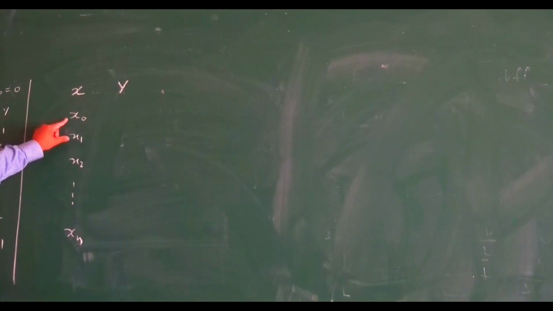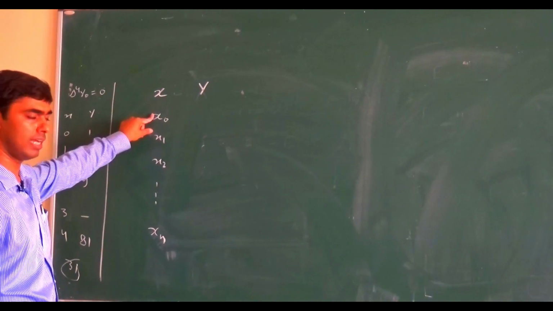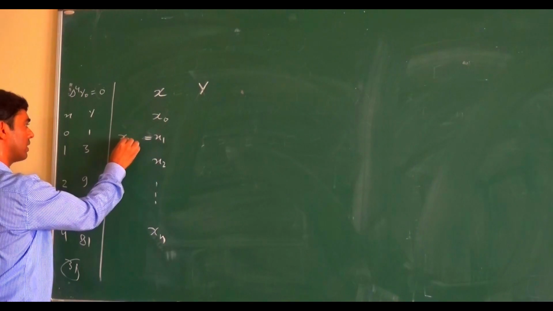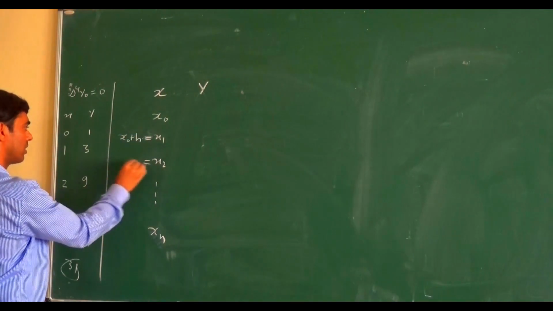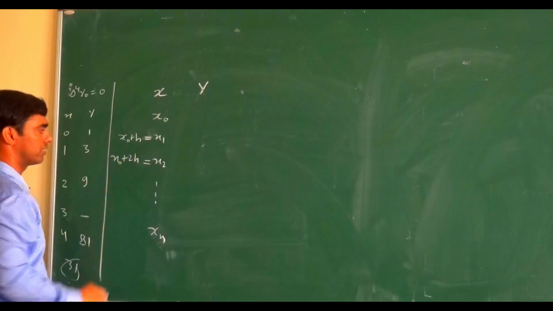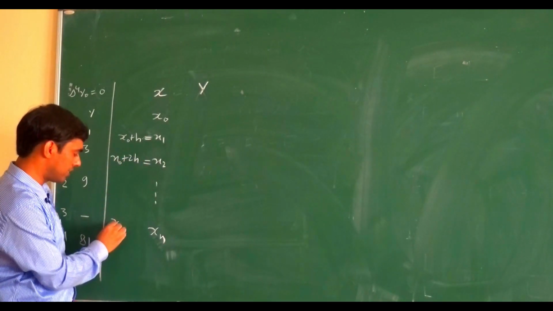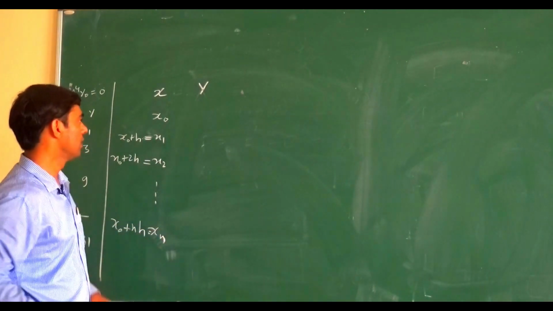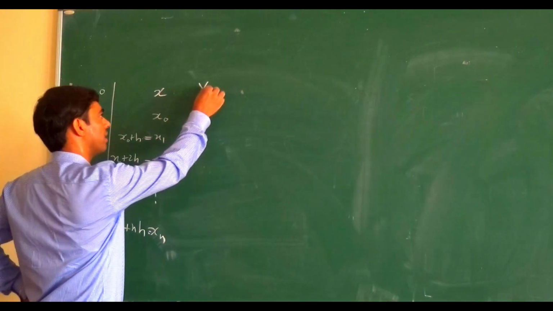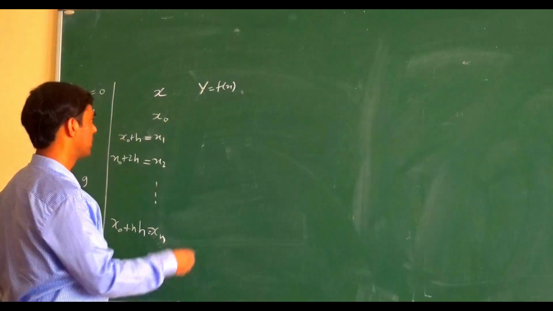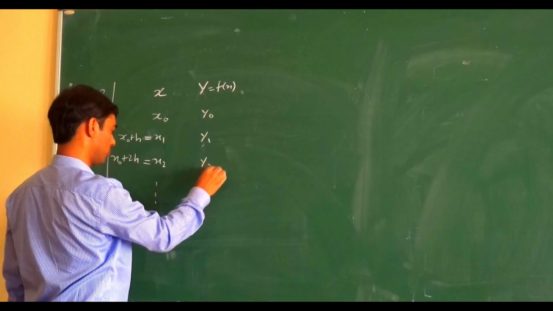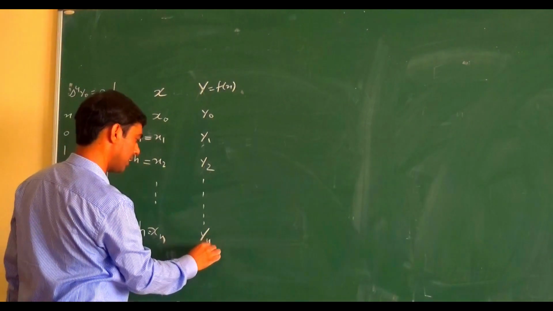Obviously, here the difference x1 minus x0 is h, because we are defining the forward difference operator. So this one is x0 plus h, this one is x0 plus 2h, and this one is x0 plus nh. Now the corresponding values of y, which we can also write in terms of f, are y0, y1, y2, and yn.